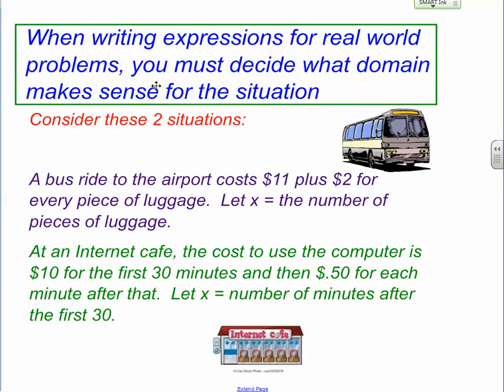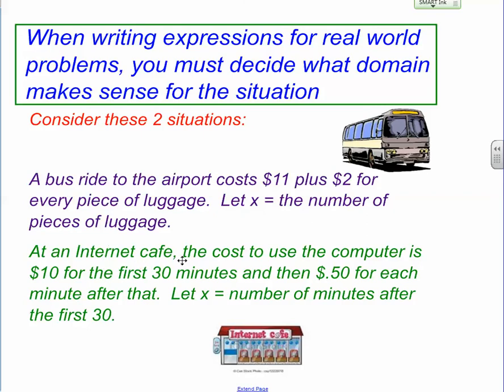So today I had you think about real situations, and when you're writing an expression for a real situation, you have to think about what domain makes sense. So we had two different situations. One was that you're going for a ride to the airport on a bus, and it costs $11 plus $2 for every piece of luggage. And let X be the number of pieces of luggage. So in this instance, you really can't have any negative numbers. That doesn't make sense. And you can't have 1.5 pieces of luggage. So the domain, the X's, would be all of the whole numbers, 0, 1, 2, 3, 4, 5, etc.